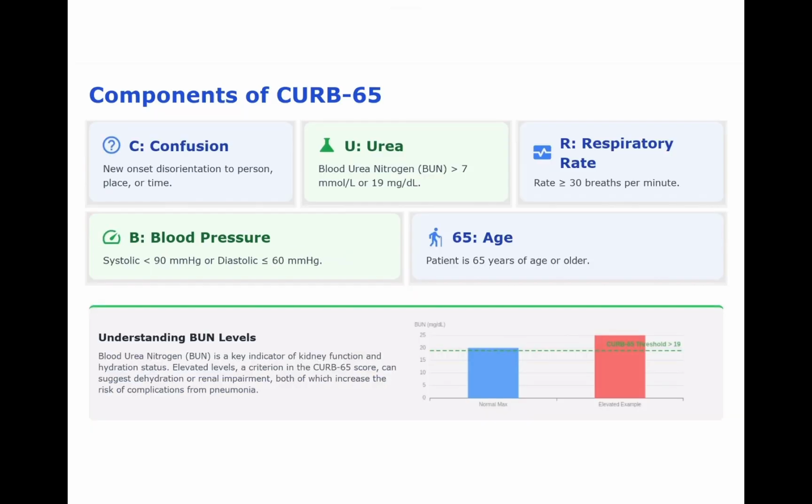C stands for confusion, specifically new onset disorientation. U is for urea, with a blood urea nitrogen level greater than 7 mmol per liter or 19 milligram per deciliter. R represents a high respiratory rate, 30 breaths per minute or more. B is for blood pressure, indicating hypotension with a systolic pressure less than 90 mm mercury or diastolic blood pressure 60 mm mercury or less. And finally, 65 signifies age, for patients 65 years or older. Each of these criteria present scores 1 point.